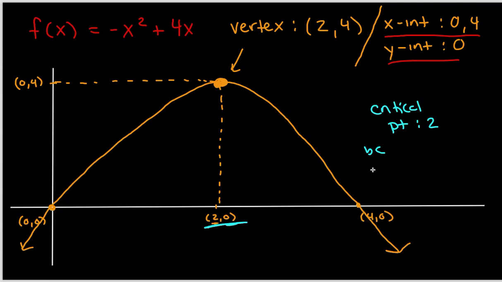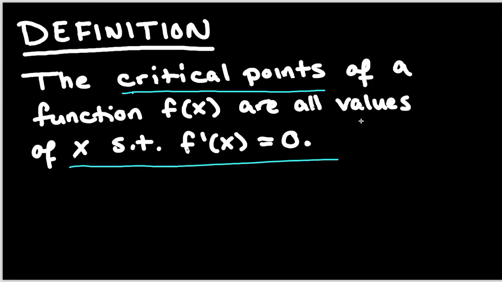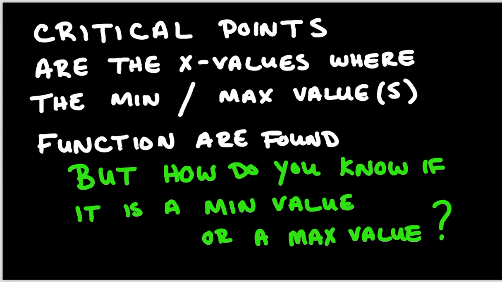And that's because f prime of 2 is equal to 0. So whenever you can find a value for the input that makes the derivative's output value equal to 0, then that is a critical value. So critical values are when you can find an x such that the derivative's output is equal to 0. And the critical points, you guessed it, are the points or the values of x where the minimum and maximum values of the function occur.